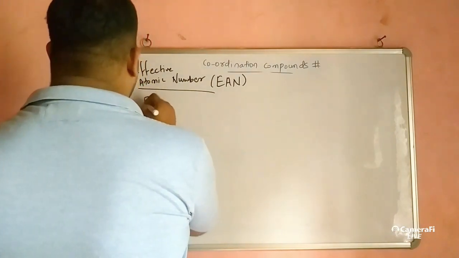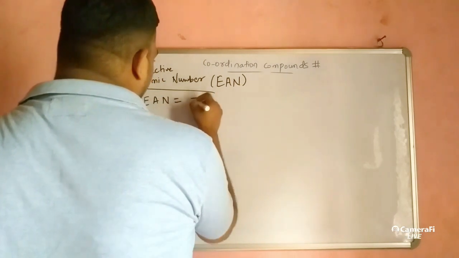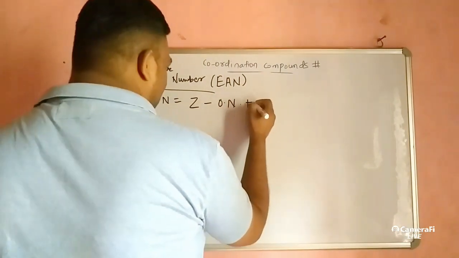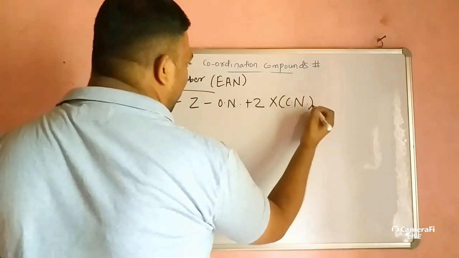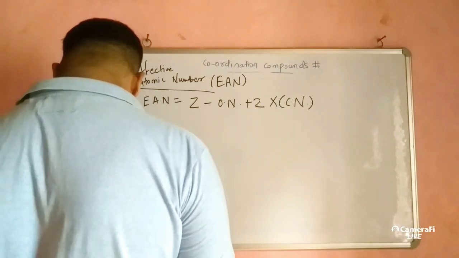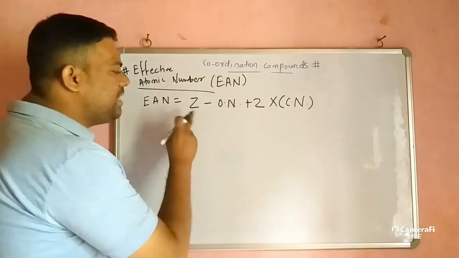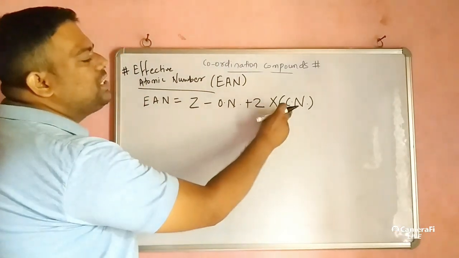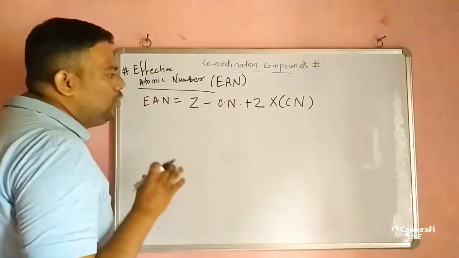What is the formula of this? EAN is equal to Z minus oxidation number plus 2 into coordination number. As you know, Z is the atomic number, ON is the oxidation number, and CN is the coordination number. This thing you know.